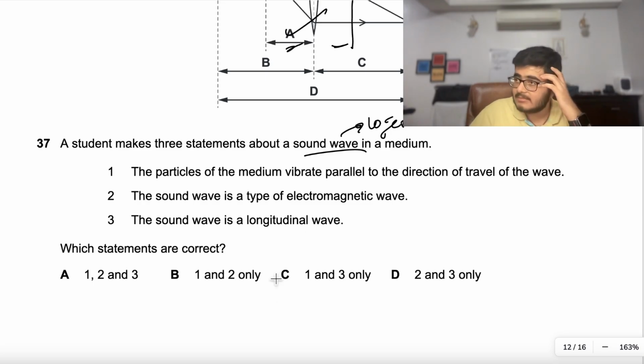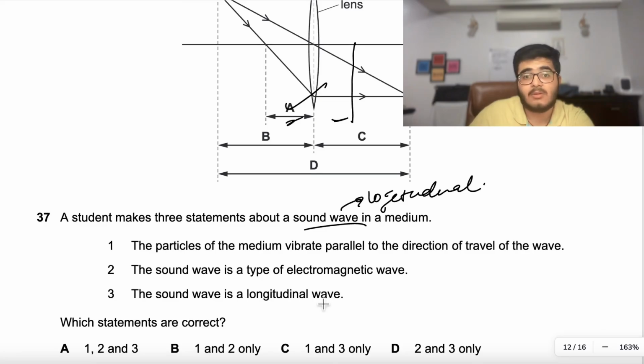Right? We know it has compressions and rarefactions. It's a longitudinal wave, so this is correct. Sound wave is a type of electromagnetic wave? No, it does not come in the electromagnetic spectrum.